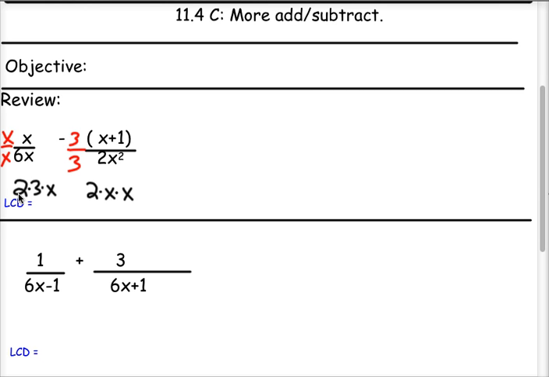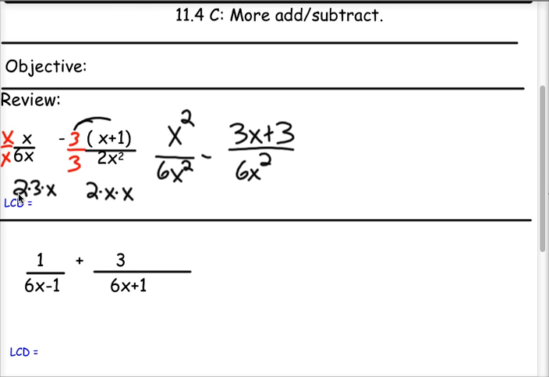So, once I've identified that that's what each of the terms is missing, now I start multiplying. So I get x squared over 6x squared. And then I'm subtracting. Now I'm going to distribute that. So I have 3x plus 3. And on the bottom I have 6x squared.